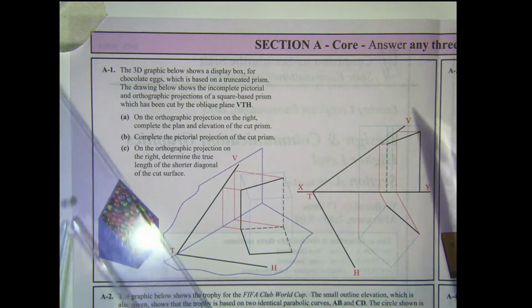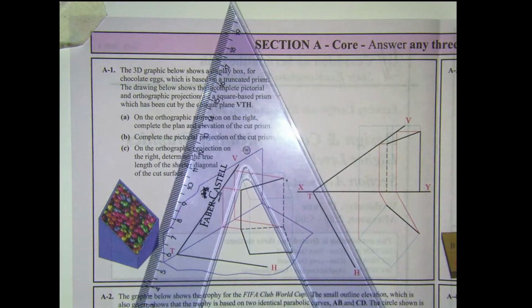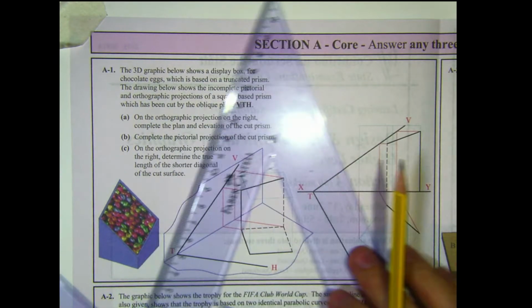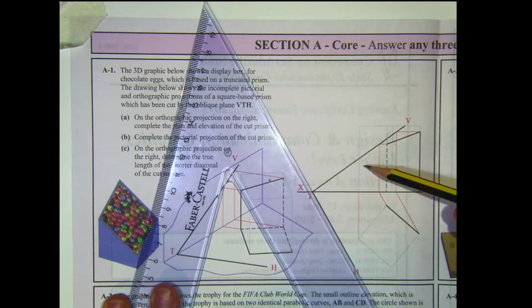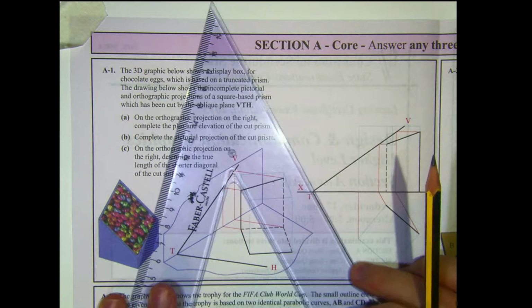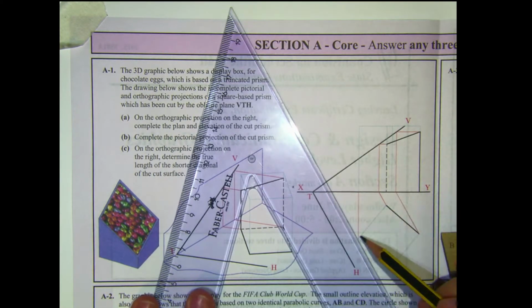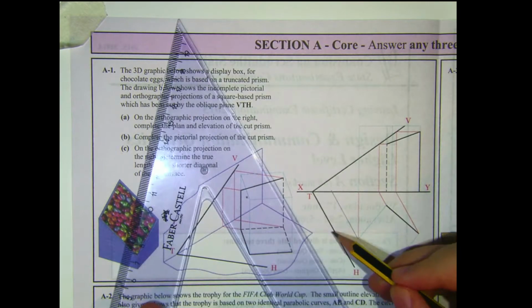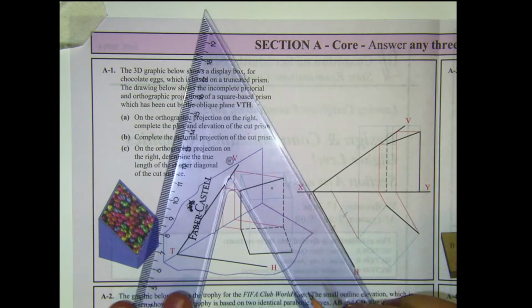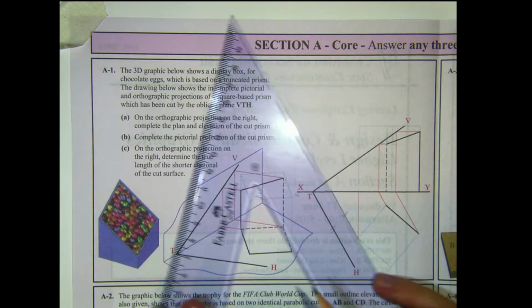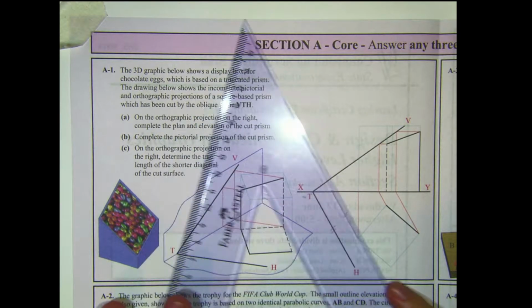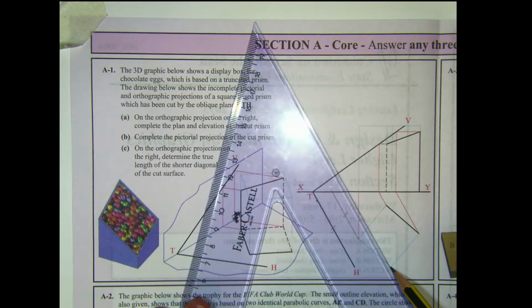So starting with part A, I'm going to take each point in turn here, so it's going to be projected from the plan up into the elevation, and then we're also taking lines parallel to HT. So this line here is parallel to this one. I'm going to do that from each of the points, and the other two.